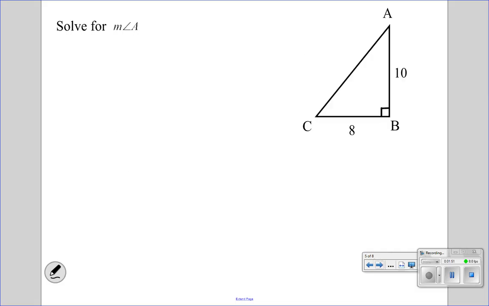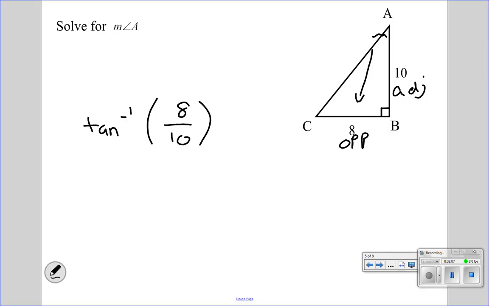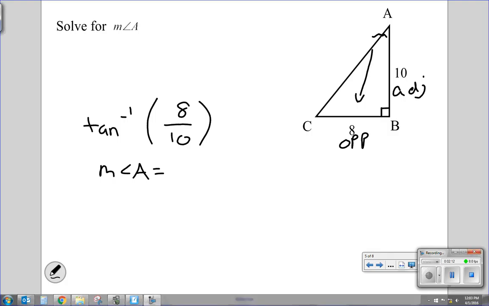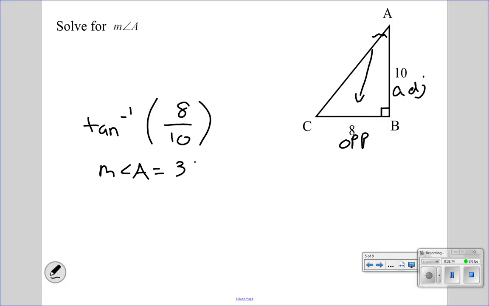Same thing over here, we're looking for the measure of angle A. We can label our triangle. We know 8 is our opposite side, 10 is adjacent. So we know we're going to use tangent once again, so we can just do the inverse tangent of 8 over 10 and put that in our calculators. We find that angle A is 38.7 degrees.